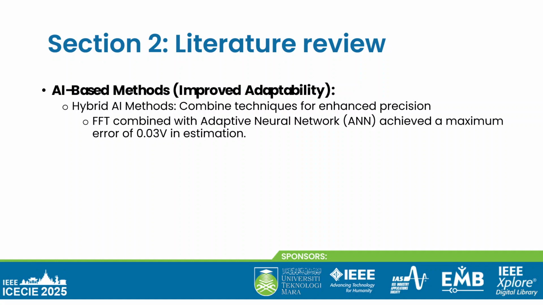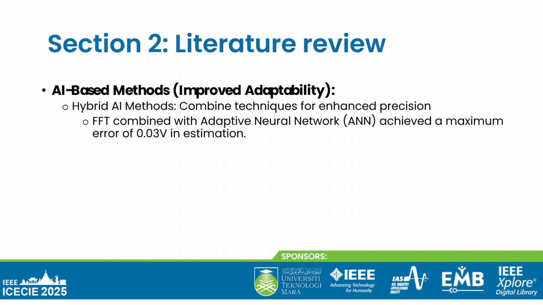For modern systems, we also combine multiple techniques to improve precision. We call them hybrid AI methods. For example, we combine fast Fourier transform with an adaptive neural network to reduce the maximum estimation error to 0.03 volts, which is much smaller than others. We also have techniques combining CNN with bidirectional LSTM and an attention mechanism to learn both spatial and temporal patterns. We also have ANFIS, a neural fuzzy combination that reduces the THD significantly.